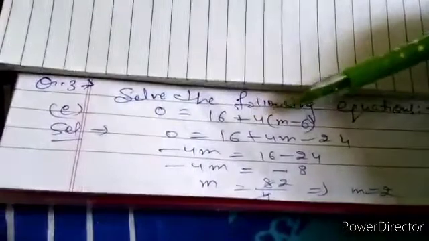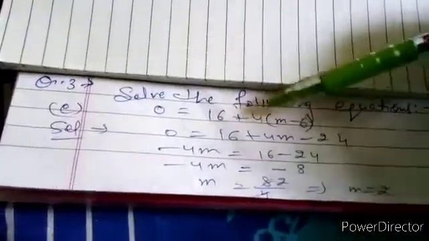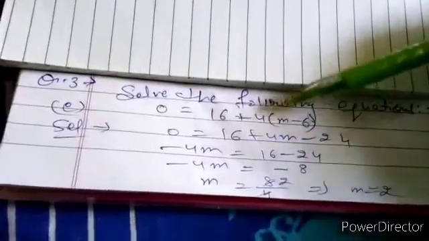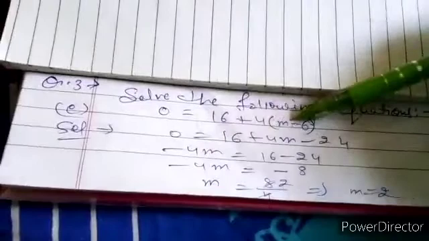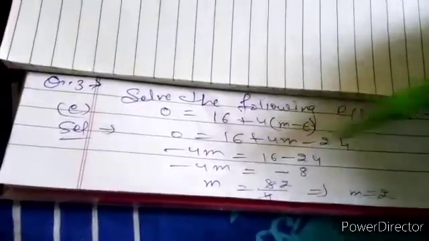0 is equal to 16 plus 4 into m minus 6. Here this is the equation. The inside term will be multiplied with 4. 16 plus 4m minus 24.